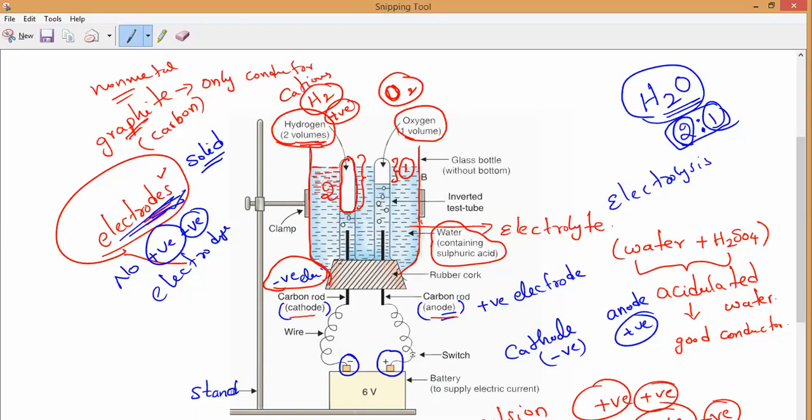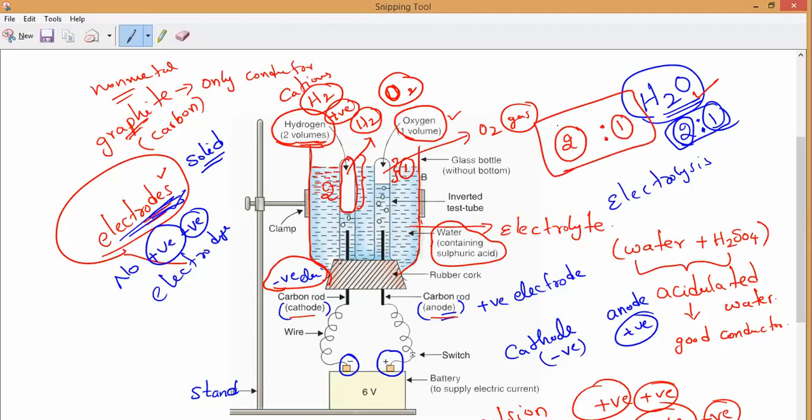So this empty space indicates what? It is filled with hydrogen. And the empty space here is filled with oxygen. Notice this volume: the hydrogen volume is double the oxygen volume. Yes or no, guys? Yes, sir. Because in water, the ratio of hydrogen is 2 volumes and oxygen is how many volumes? One volume.